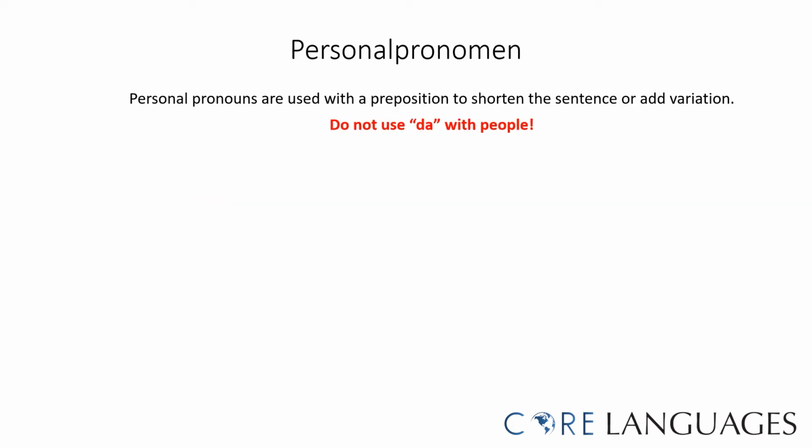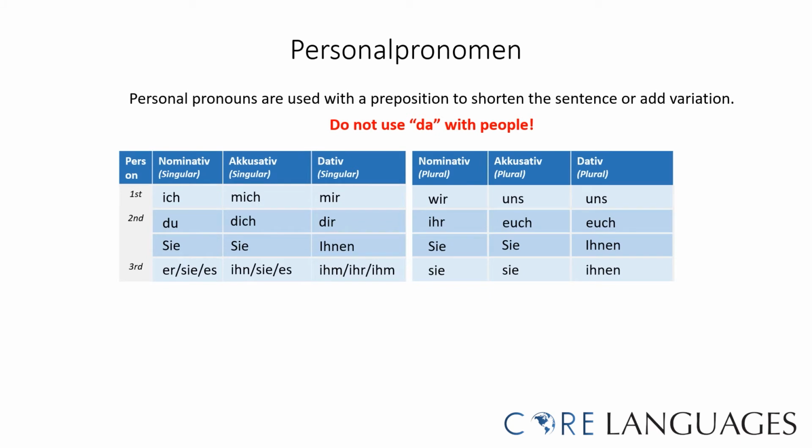In sentences, sometimes prepositions also go with personal pronouns, and we can use personal pronouns to refer back to a person or a noun with its article. And using a personal pronoun helps me shorten the sentence and add variation. But I cannot use da with people. To use personal pronouns, we have to remember how they change in the cases. Here are the personal pronouns for the nominative, the accusative, and the dative case.